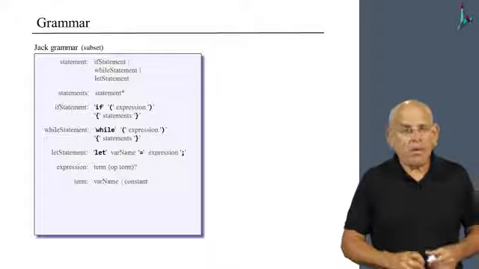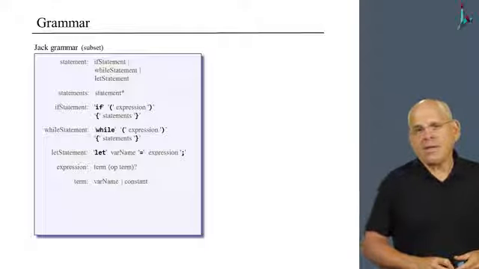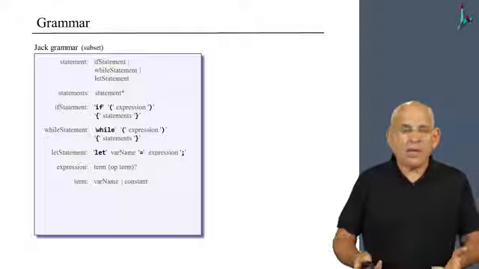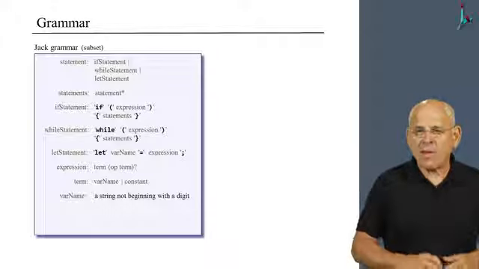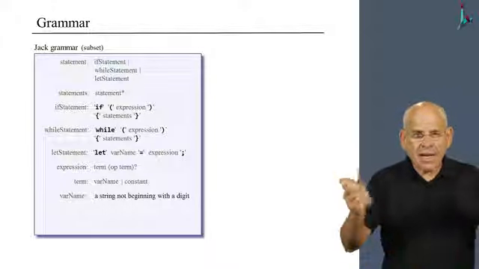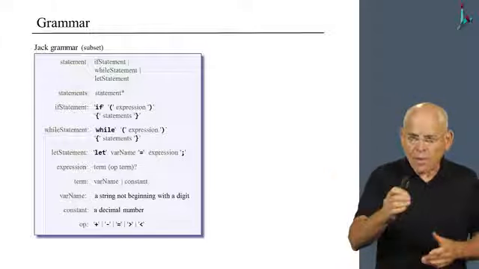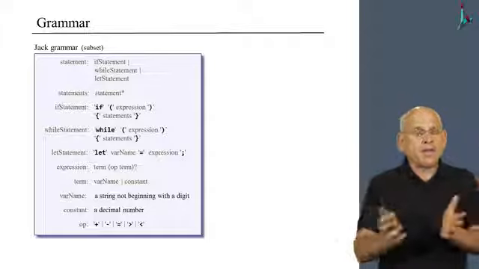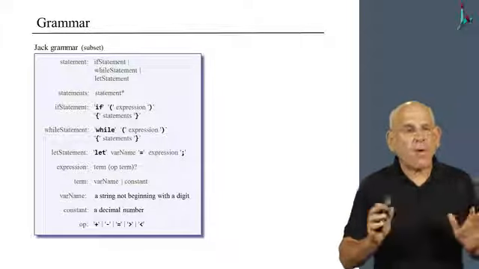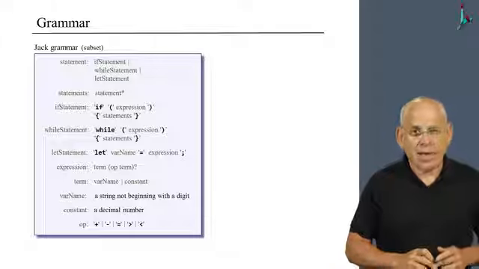What is a term? A term is either a variable name or a constant. A variable name is a string not beginning with a digit in this subset of the language. A constant is any decimal number. And op is one of these symbols here. Okay? So taken together, what we have here is a complete grammar of a subset of the Jack language.